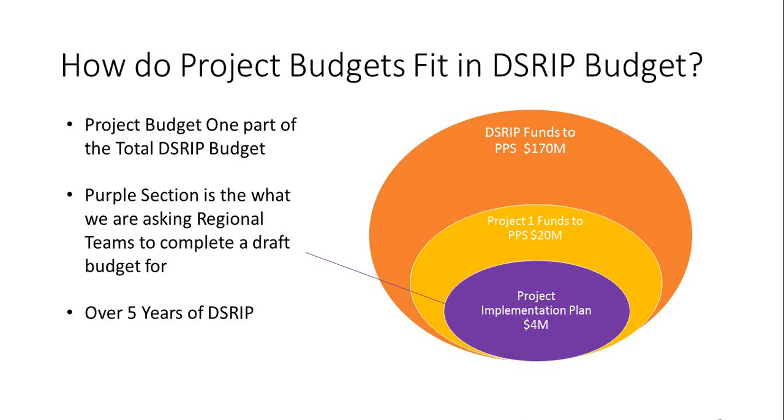So all those different buckets, if you will, of that $20, they're all related to that one project. So I think it's good to clarify when we're talking about one of the 11 DSRIP projects, we have this overall budget for the project, and then we have the project implementation cost, which is what we're asking the group that's on this call to be developing.